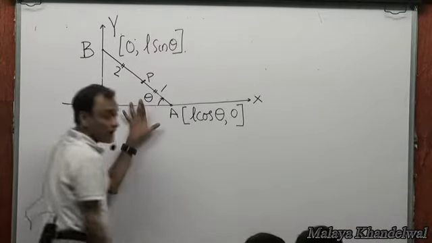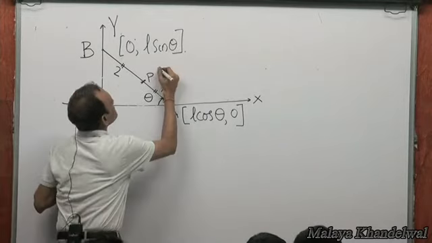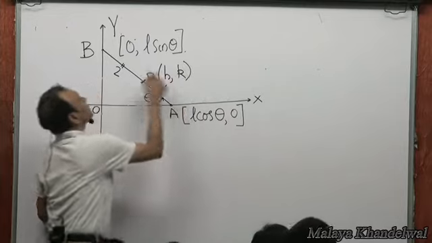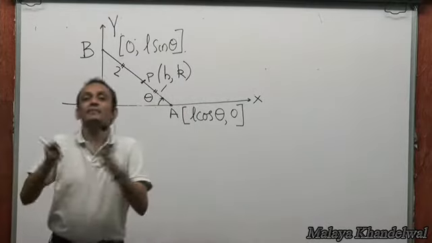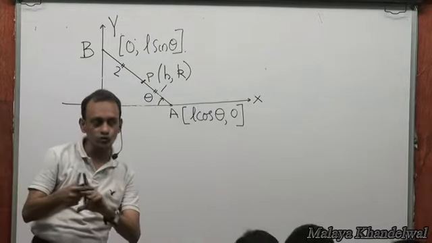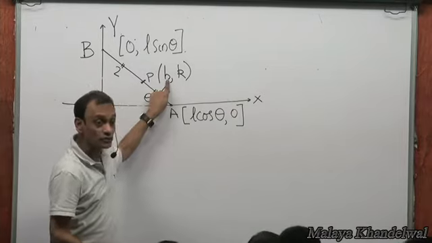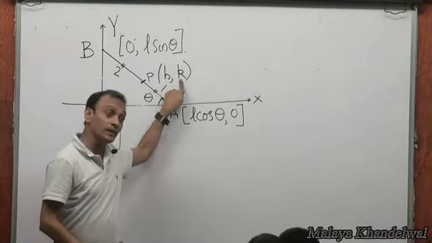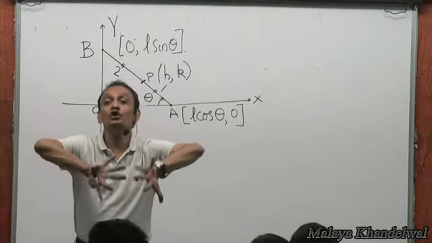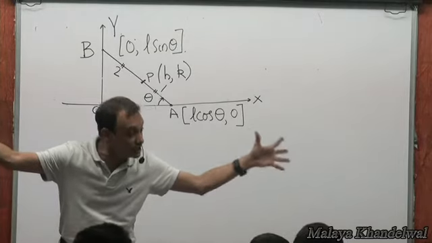For a certain specific theta, the point P that we are examining has coordinates h comma k. Now what I would want to do is connect the x coordinate h of the point P with its y coordinate k in a manner that this h and k do not involve theta. This relationship does not involve the parameter theta.